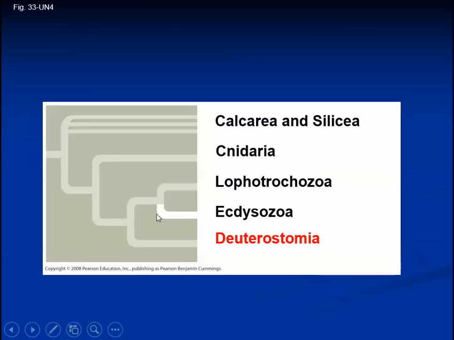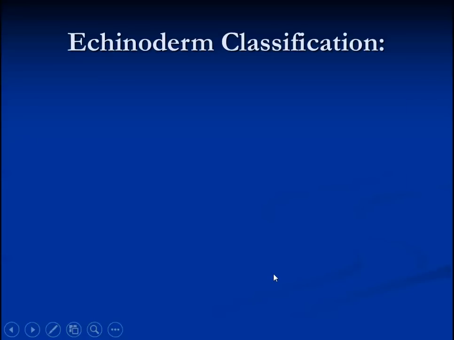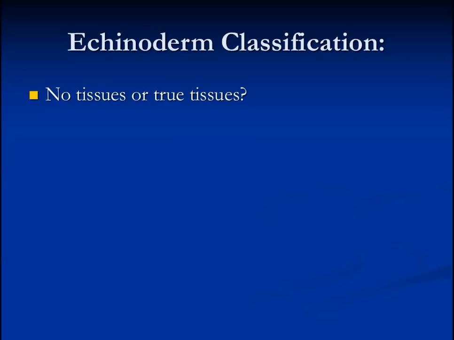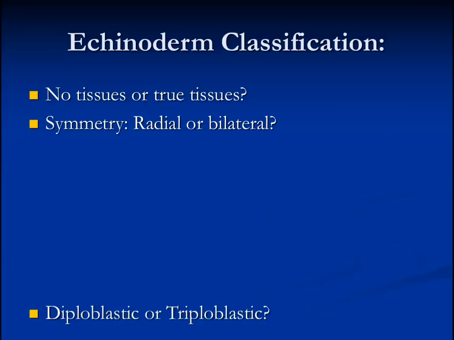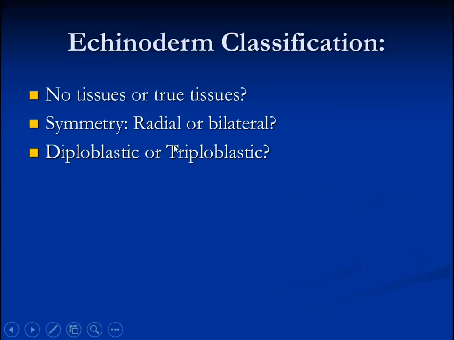All right, look at where we are. We are finally in the bilaterans in the clade deuterostomes. So let's take it from the top. Echinoderms. Do they have no tissues, like sponges, or true tissues? Well, of course, they have true tissues. Symmetry, radial or bilateral? Stifle your urge to say radial because they are in the clade bilateran. And when we look at a sea star diagram, I'll show you why the symmetry is really bilateral. Well, of course, if it's a bilateran, we know it's triploblastic. Does it have a coelom? Yes, it does.